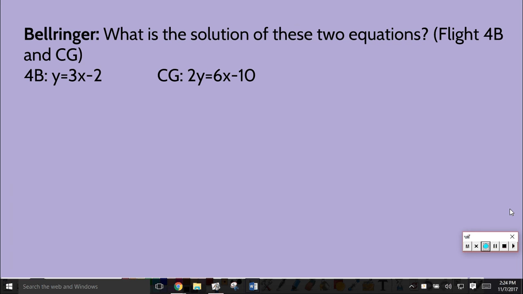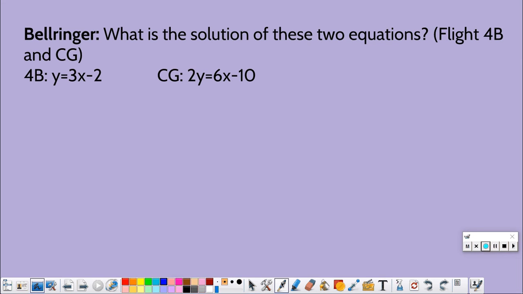Okay, so how do I get the y by itself? Divide everything by 2. Because if I divide everything by 2, that's going to get this y by itself. Is that true? All right, so let's do that first. How many of you did that first? Okay, that's good. All right, so I'm going to divide by 2 and divide by 2 and divide by 2. So I'm left with y equals 3x minus 2 and y equals 3x minus 5. Very good.